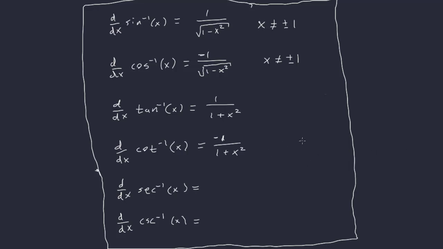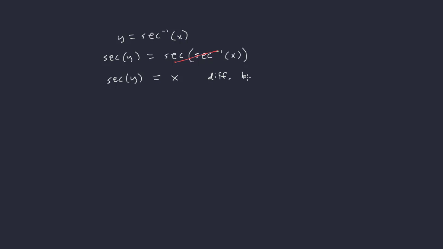We're going to go through the same process we did with finding the sine. Just like before, we're going to start with y equals secant inverse of x, and then take secant of both sides. So we'll take secant of y is equal to secant of secant inverse of x. And just like before, we do that because this cancels. So we'll get secant y equals x. Now we'll differentiate both sides.